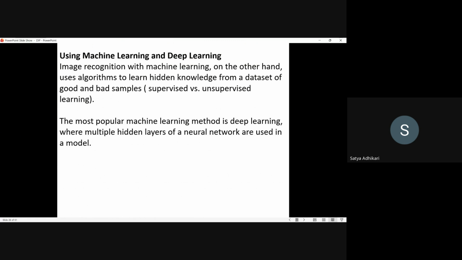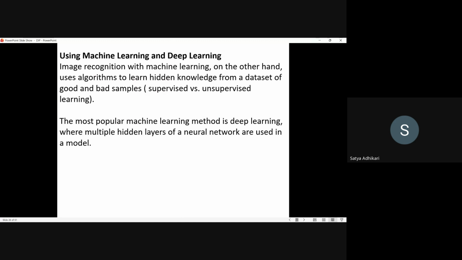Image recognition with machine learning, on the other hand, uses algorithms to learn the hidden knowledge from a data set of good and bad samples, with supervised or unsupervised learning. So you know that the samples are of different types. Some samples are good, some samples are bad. It will classify depending upon some components, some properties. This is a bad sample. This is a good sample. So you know the process of sampling.